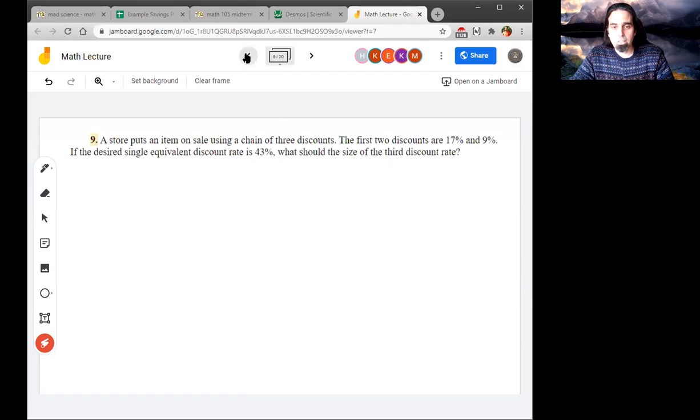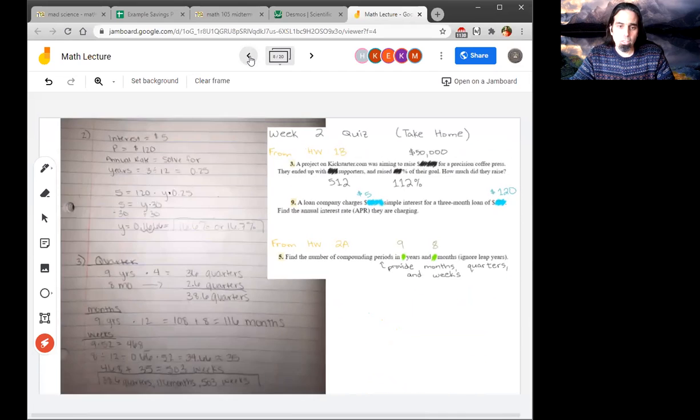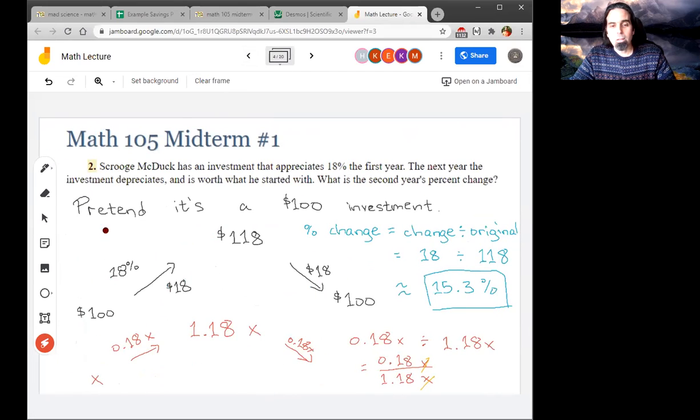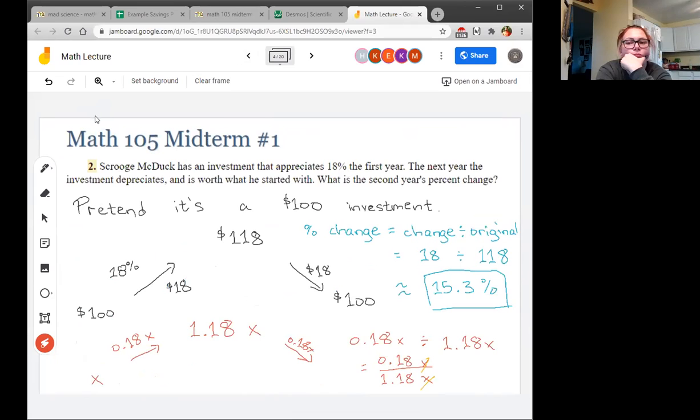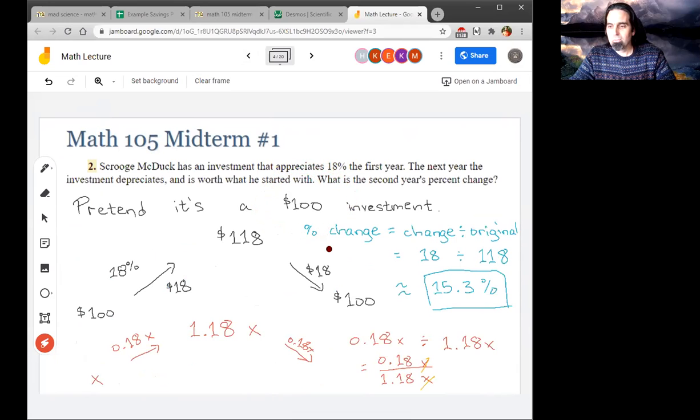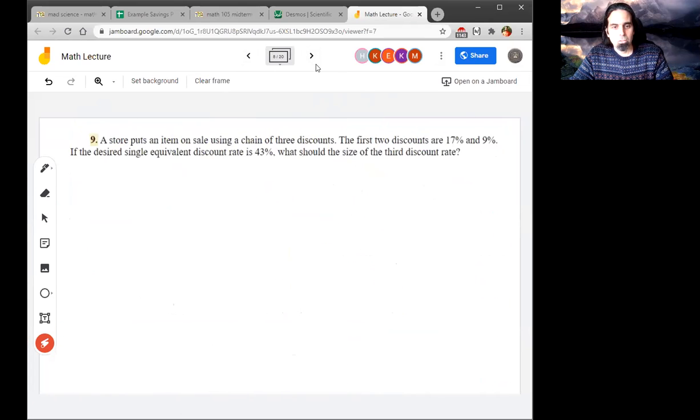This looks a lot like the Scrooge McDuck problem in number 2, where we don't know what he invested. It looks like we're missing a dollar amount, and it's going to work with any dollar amount. So we're going to pick an easy number for percentages. Let's do 100, because that makes all the rest of the math easier. So just pick 100.